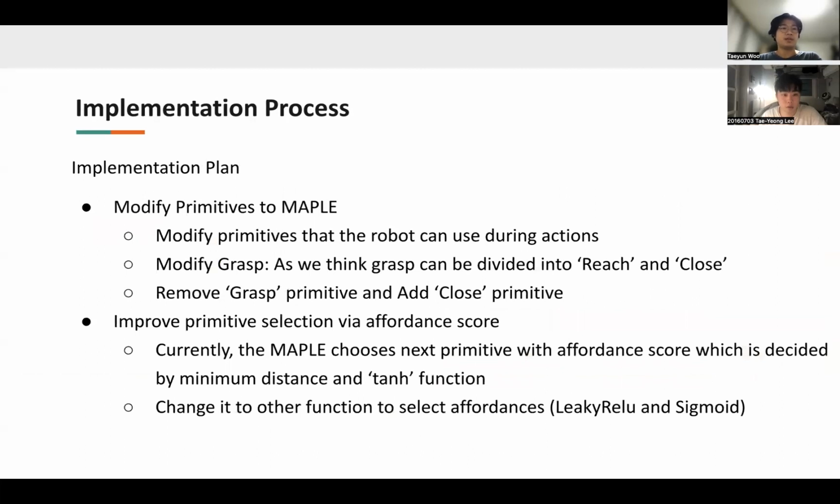Our implementation plan is two-fold. First, modify the primitives in MAPLE, especially add, remove, and adjust. Second, improve the primitive selection strategy via affordance score. The detailed explanation will be in the next chapter.